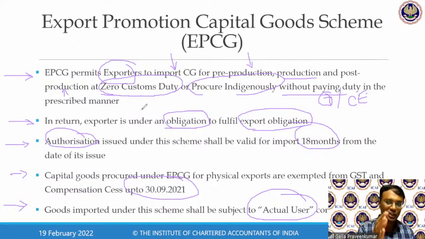Now, in addition to this, when I say actual user, Nisha may make a direct export, or Nisha may supply to Namita. Namita in turn is going to make an actual export. This also can be called as your export obligation under various rules. Moving further.